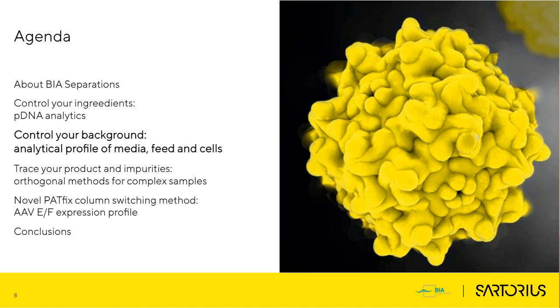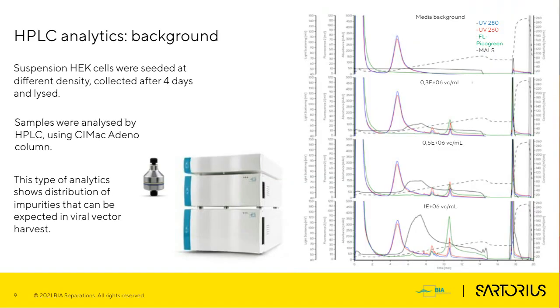What we strive to create is a scalable process which is relatively easy to purify in downstream, so that all of the full AAV that you are able to produce in your upstream is efficiently purified in downstream. In order to achieve our goal, we decided to check our background. What you see on this slide are different chromatograms that we created by testing different backgrounds of our samples using a CIMac Adeno column. This column is an anion exchange column, the kind you would use to differentiate between empty and full particles. We just wanted to see what kind of profile our media, feed, and cells bring before we introduce an AAV virus into this system.